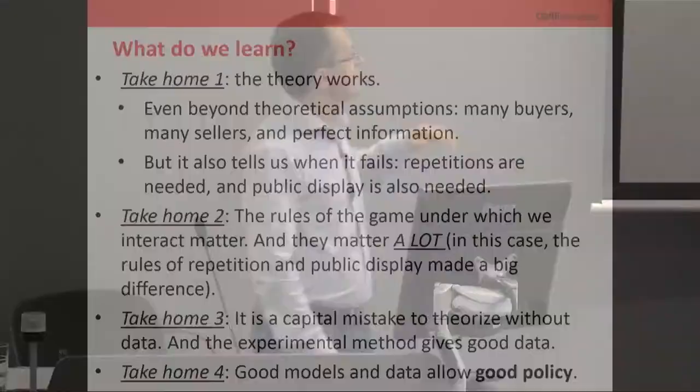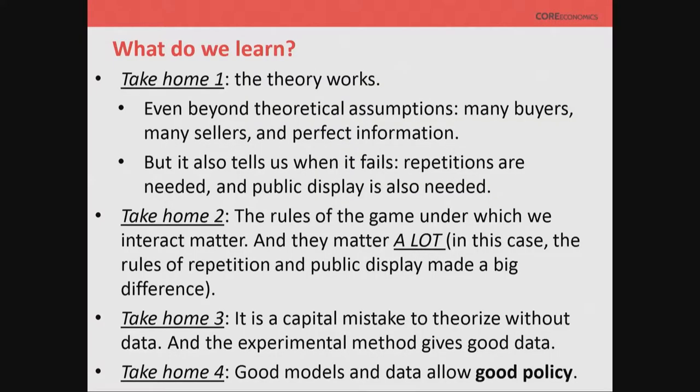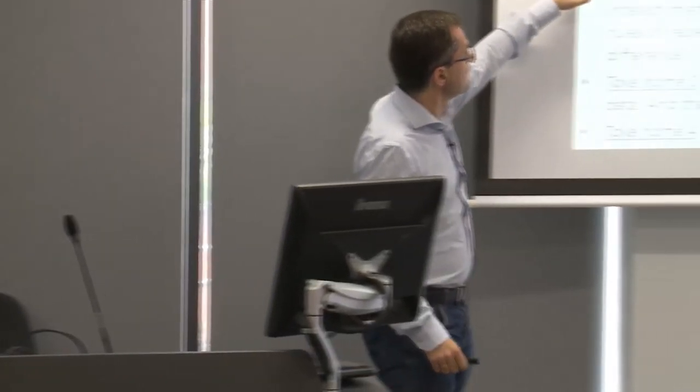Now, what kinds of things do we learn? First obvious thing is that the theory works even beyond the theoretical assumptions, because the theoretical assumptions that you explain are there have to be many buyers, many sellers, perfect information. When you do this in a group of 15 people, there are not that many buyers, not that many sellers. Information is certainly not perfect, yet you get something that the theory tells you. But it also tells you when it fails.